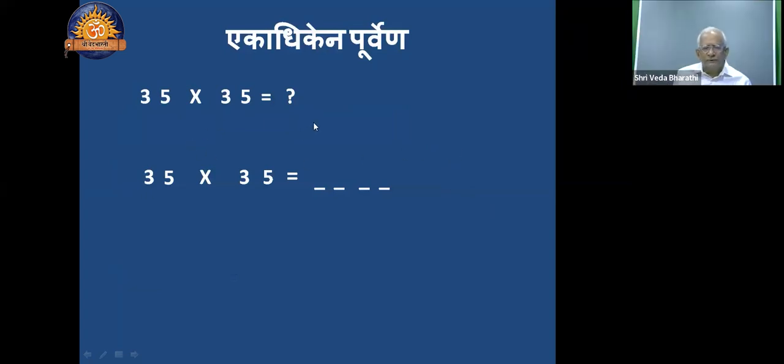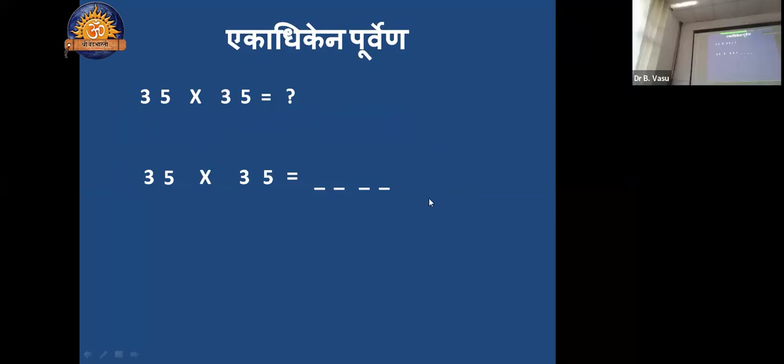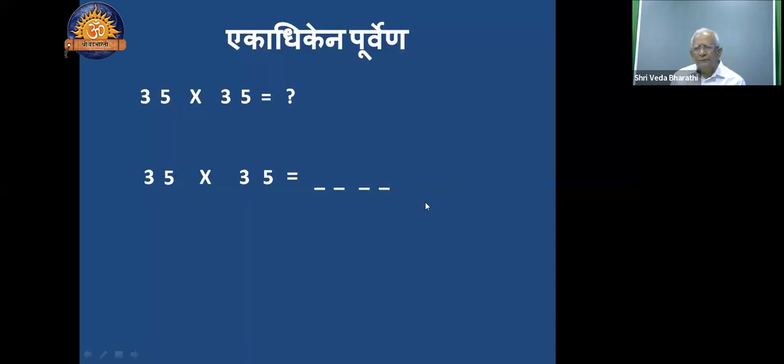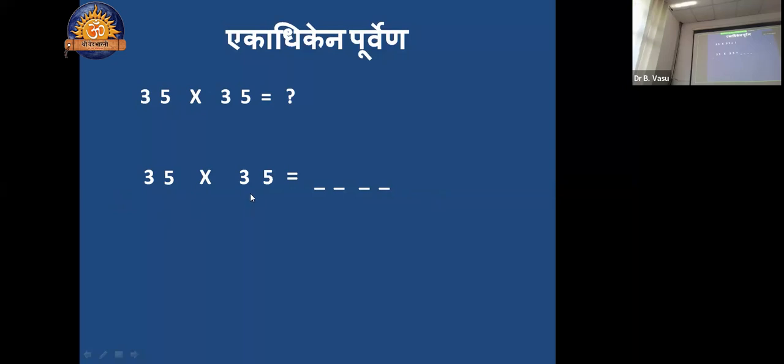35 times 35, how much? For teaching the children, normally they use the fill-in-the-blanks technique. There are 2 digits in the first number, 2 digits in the second number. The answer cannot exceed 4 digits. So first write down 4 blanks. You multiply 5 into 5, 25, put on the right side. Then out of 3 into 3, only 3 is left out. One number you increase by 1.